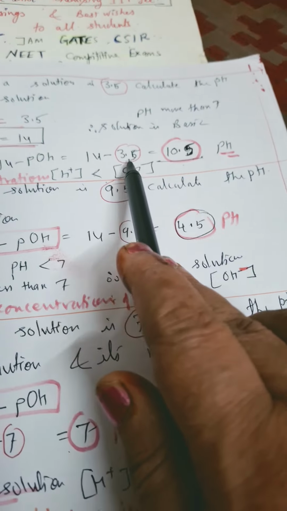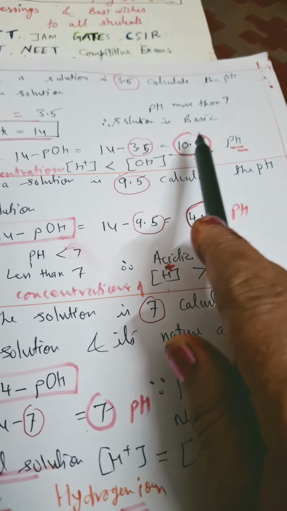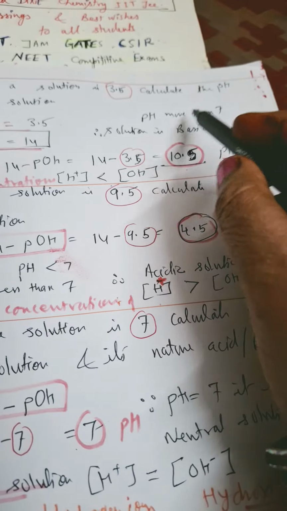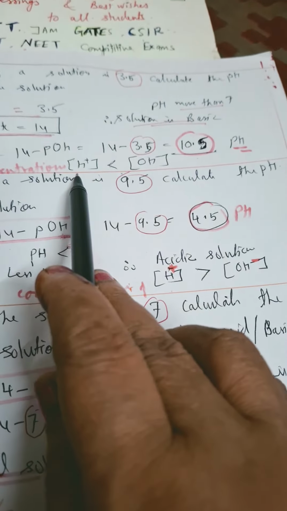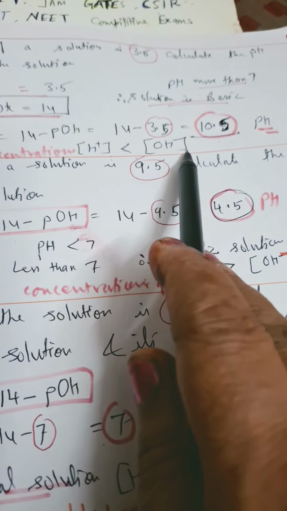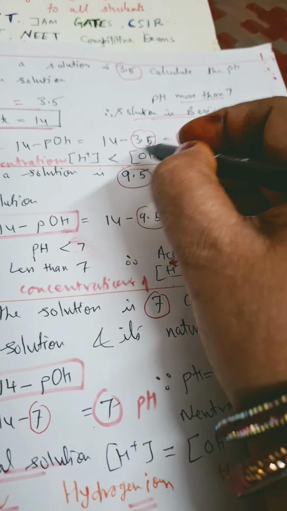So it will be 14 minus 3.5, that is 10.5 pH. 10.5 means pH is more than 7, so its solution is basic in nature. Molar concentration of H positive is less than molar concentration of OH negative. OH negative concentration is more in this case.